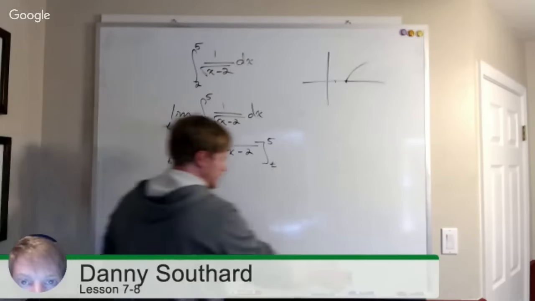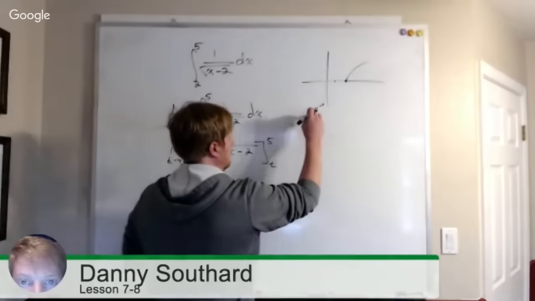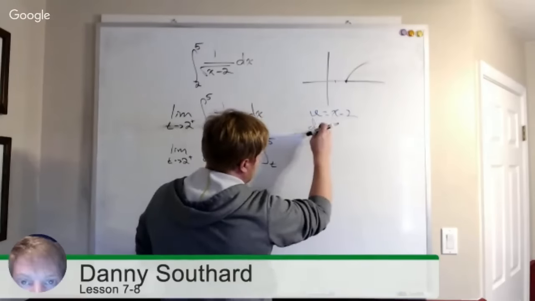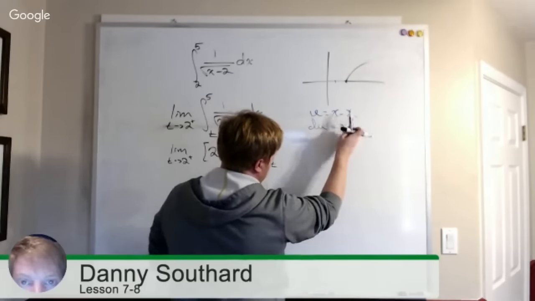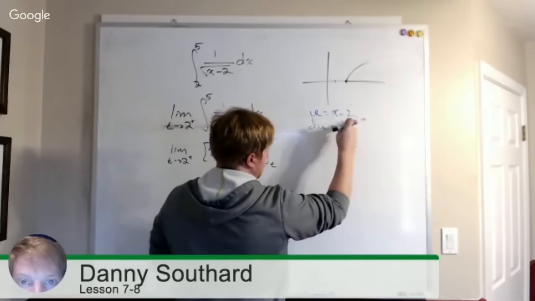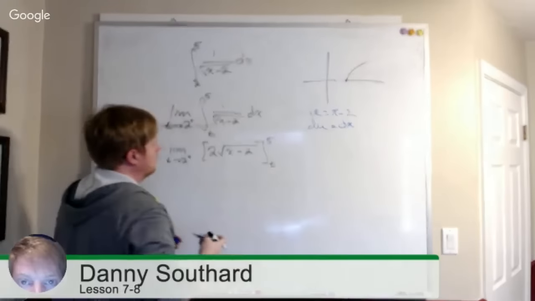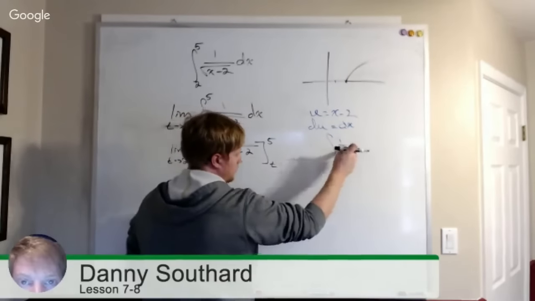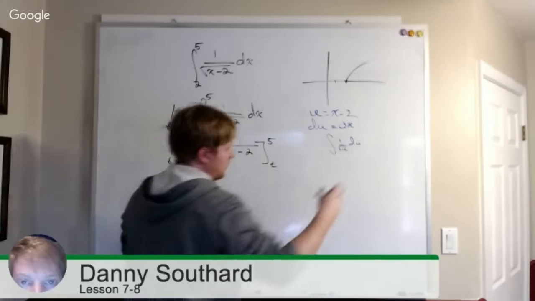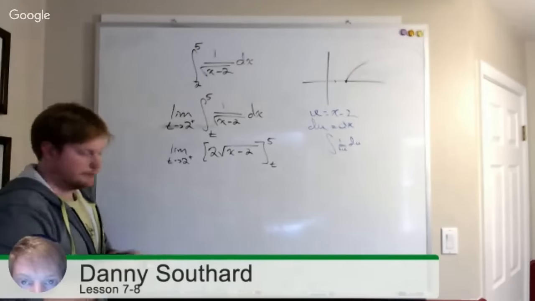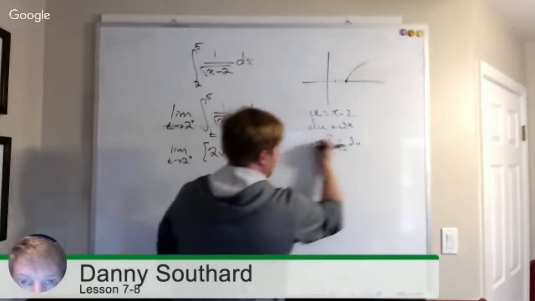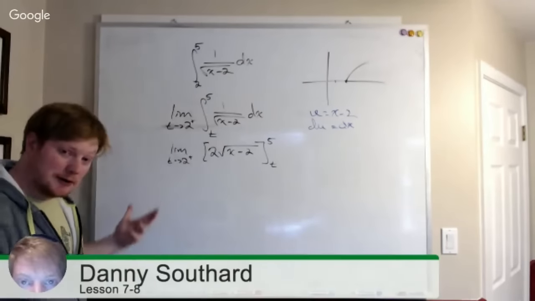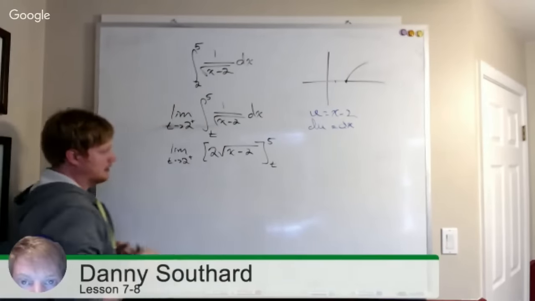I mean, if you need to take the time, let's let u equal x minus 2. du is going to be 1 dx. Great. And then you're really just integrating 1 over the square root of u du. So you can do that if you need, but we're getting to the point where you need to be able to jump from here to here, especially being BC students.